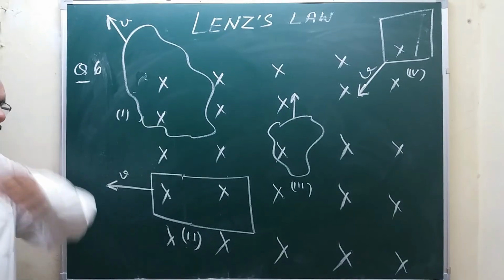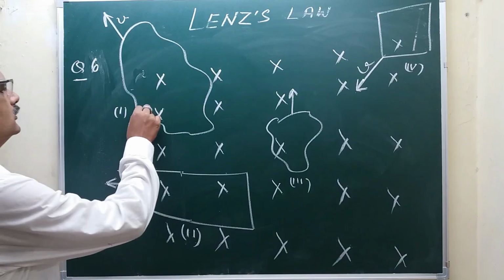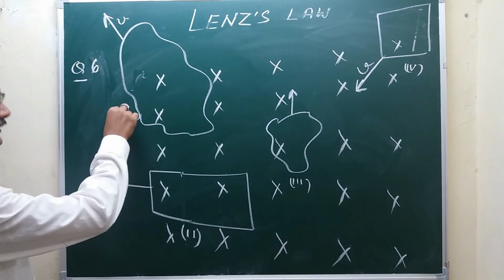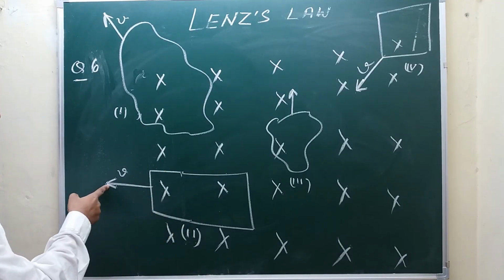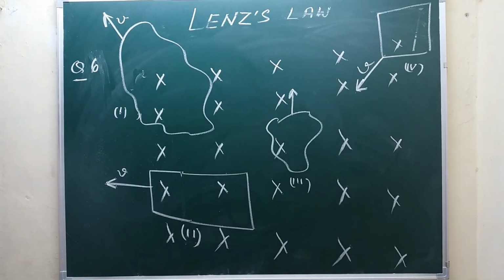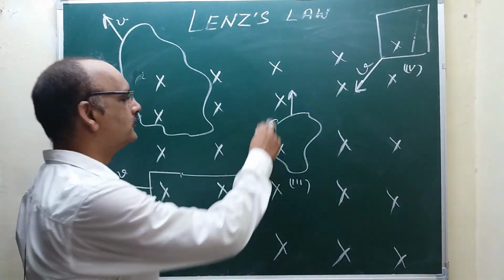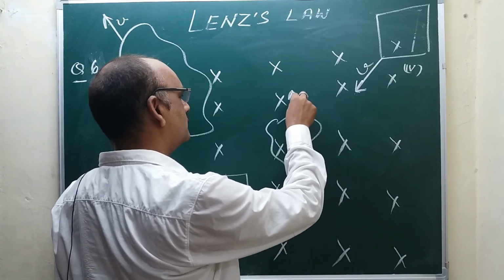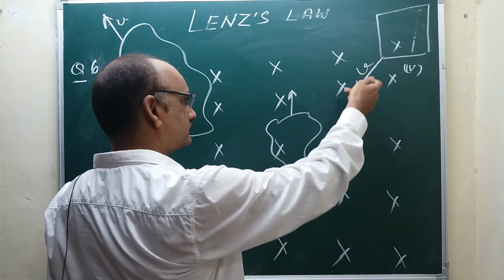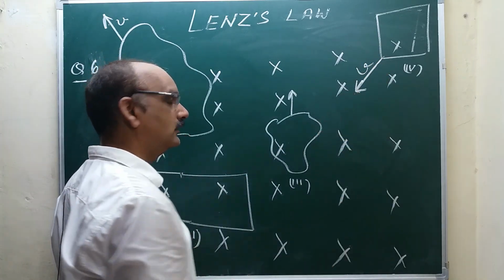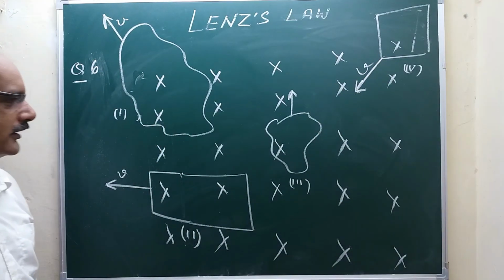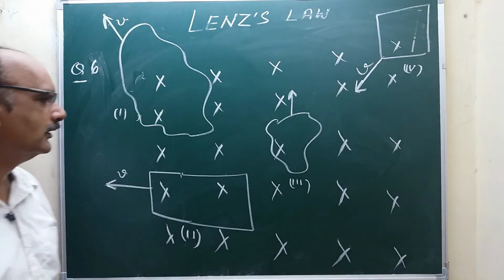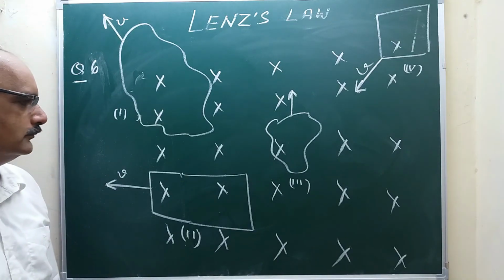Right? In question number 6, this loop is moving outward with velocity v in the first case, and in the second case in this direction with velocity v outward. In the third one, this loop is moving inside the field, not coming outside the field, but it is inside the field. And in the fourth one, it is coming from outside to inside the field. What will be the direction of induced current in all the 4 cases? ये आपको बताना है, right? And give the answer.